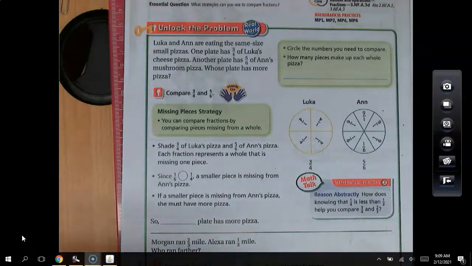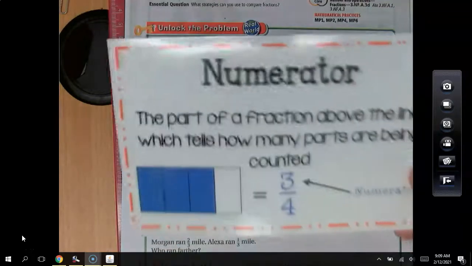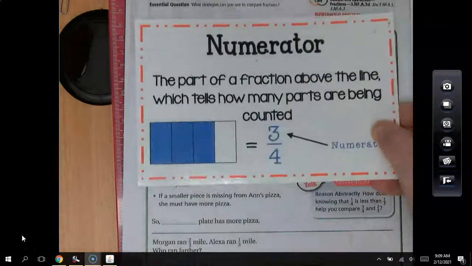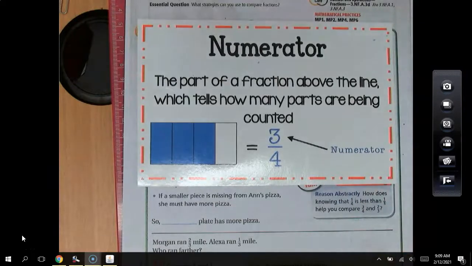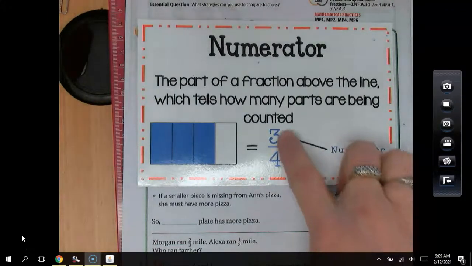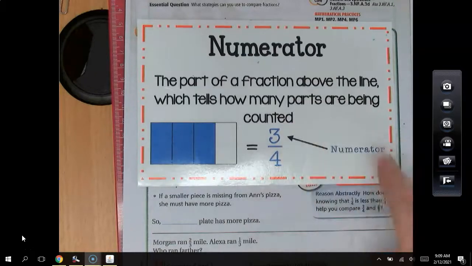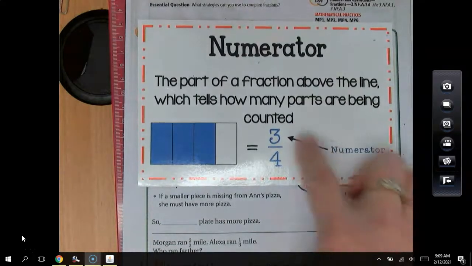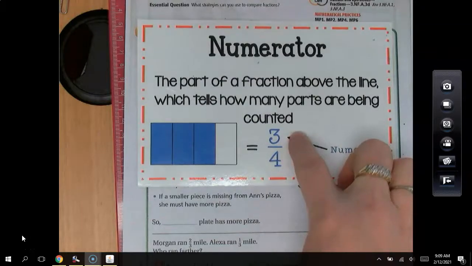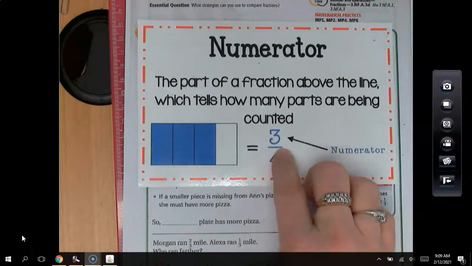Okay, before we begin our lesson, I just want to go over a couple of vocabulary words that we've already introduced. The first one is numerator. You're going to see this word in our lesson today a lot. The numerator is the part of the fraction that's above the line. The numerator tells how many parts we're going to be counting. The numerator is always on top of our fraction line.